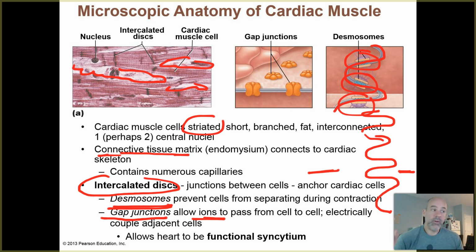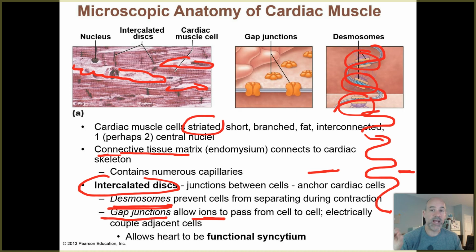Why is that important? Well, ions, charged little atoms that have positive or negative charges, are super critical for the electrical activity of your heart, for generating those action potentials. Remember those from studying skeletal muscles in Biology 201? Well, we have those again with cardiac muscle fibers.